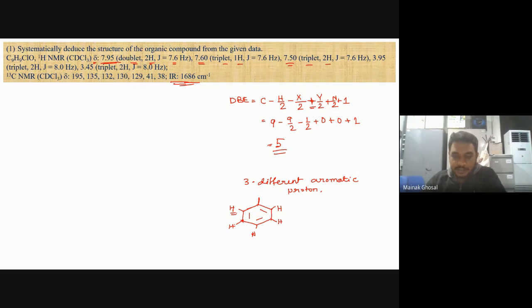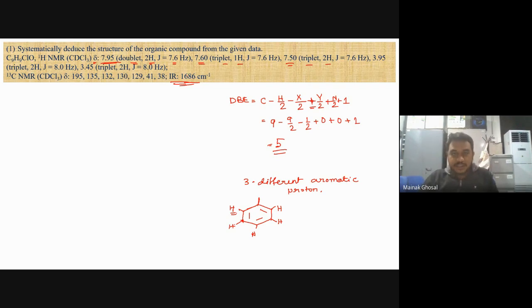What about this one? This is one hydrogen, two hydrogens, so this will be a triplet. So I have a two hydrogen triplet. This one has two neighbouring hydrogens, so one hydrogen will be a triplet. So the splitting pattern is actually matching when I compare it with a monosubstituted compound. So I guess this is nothing but a monosubstituted compound.